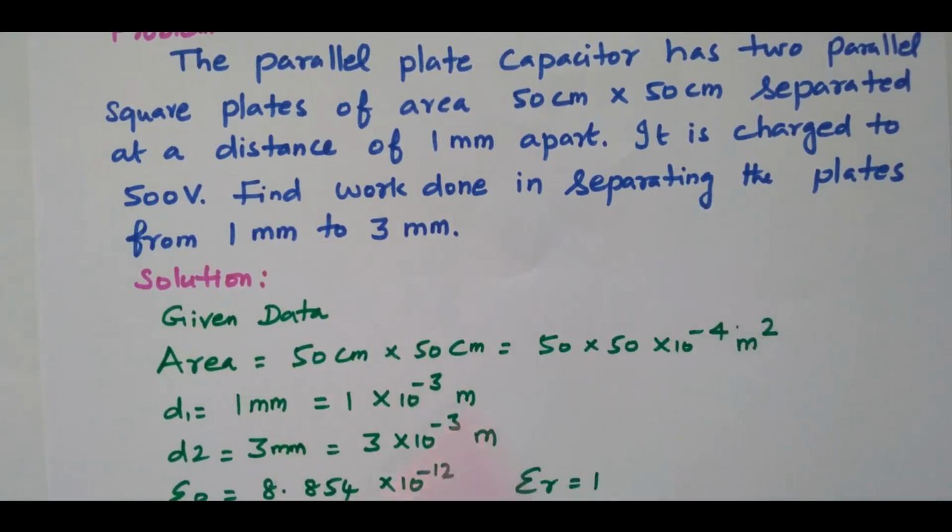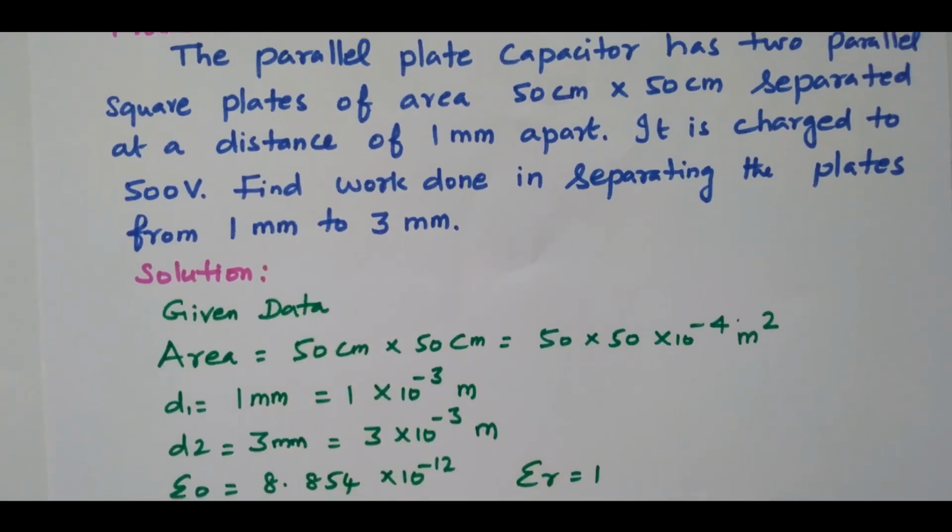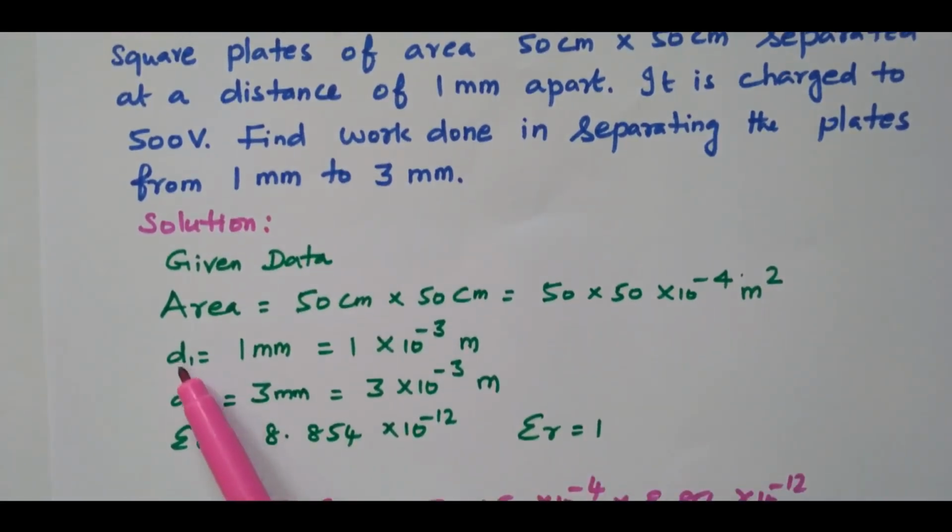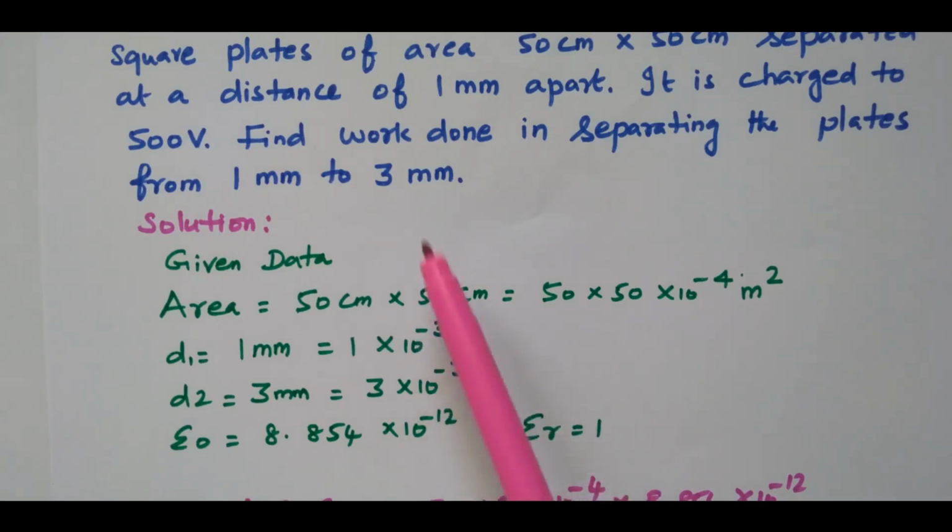The distance between the plates is separated from 1 millimeter to 3 millimeter. So we'll take D1 as 1 millimeter, D2 as 3 millimeter, so 3 into 10 to the power minus 3. The epsilon naught is a constant, 8.854 into 10 to the power minus 12. Then epsilon r equal to 1. We consider air medium. What we need to find is the work done.